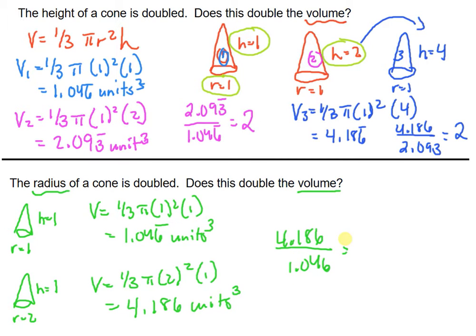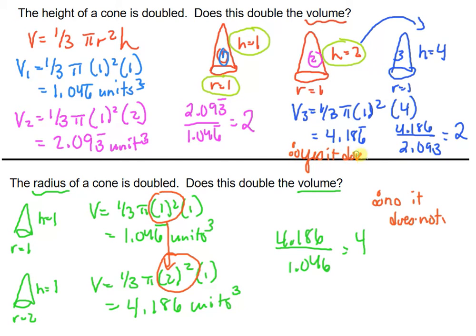If we take the 4.186 and we divide it by 1.046, it's about 4, right? Because if you think about it, we went from this 1, and now the same thing, 4. So this actually made it 4 times as big. So the radius of a cone is doubled. Does this double the volume? Therefore, no, it does not. And then the first one, therefore, yes, it does. Yes, it doubles the volume.